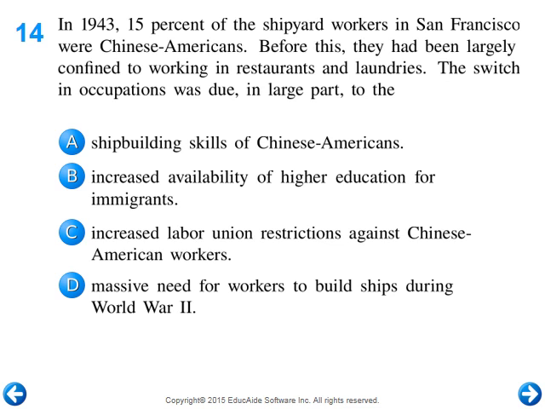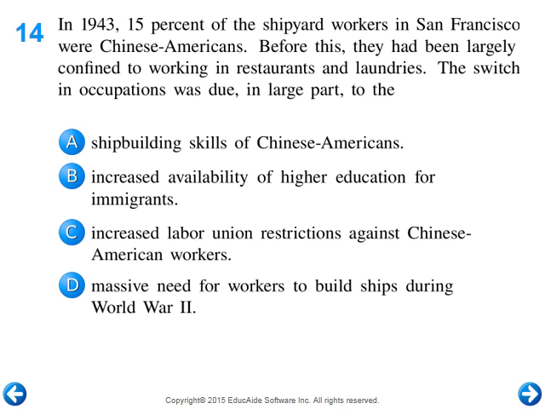All right, number 14. In 1943, 15% of the shipyard workers in San Francisco were Chinese Americans. Before this, they had been largely confined to working in restaurants and laundries. The switch in occupation was due, in large part, to what? All right, so first of all, let's look at the time period. 1943. We're in the middle of World War II. Did they bring the Chinese in because of their shipbuilding skills? No. Otherwise, they would have been building ships way before this.